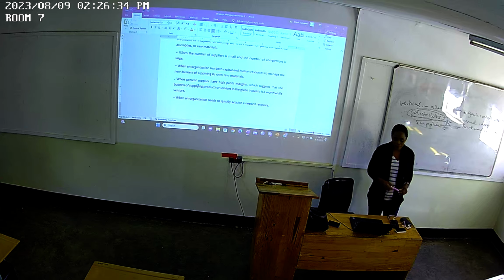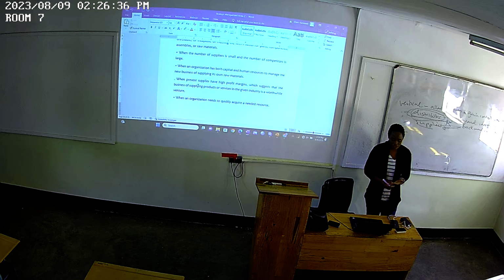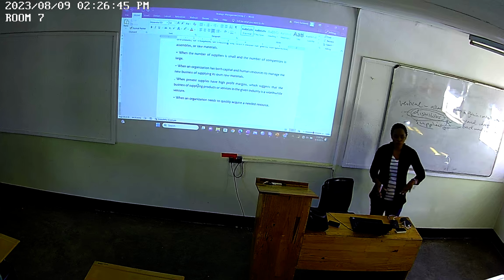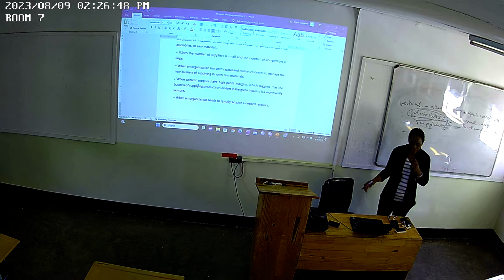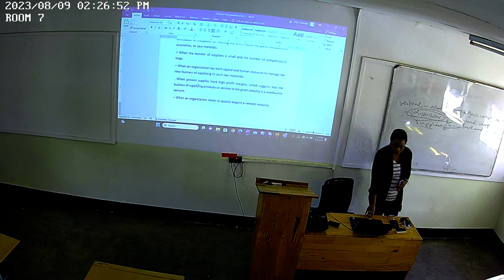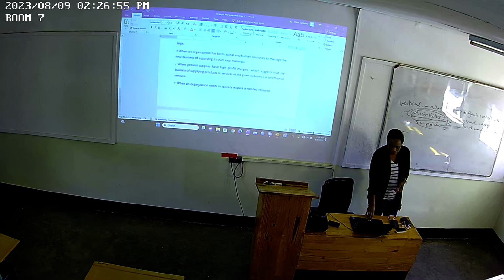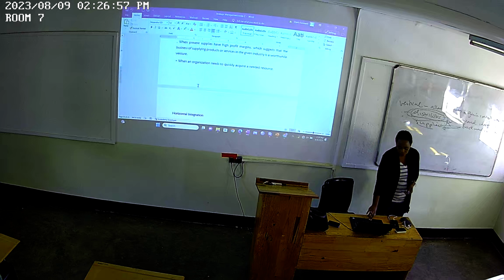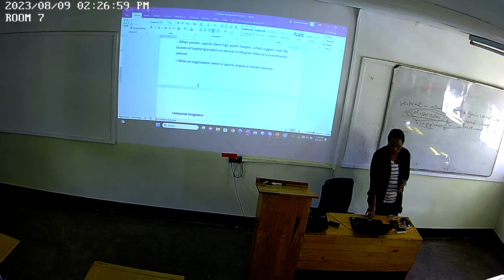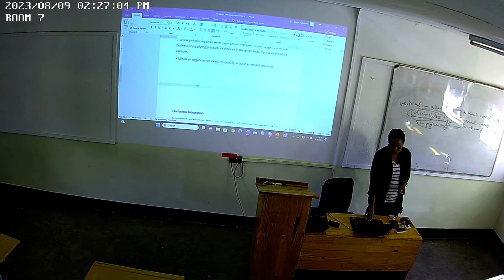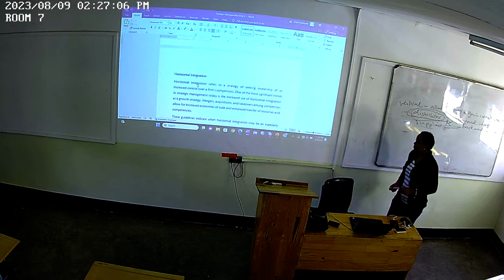So when present suppliers have high profit margins, which suggests that the business of supplying products or services in a given industry is worthwhile for the vendor. So if you see there is a lot of profit in supplying that raw material, it's better to just do backward integration. You can also do backward integration when an organization needs to quickly acquire a certain needed resource. So that is it on backward integration.